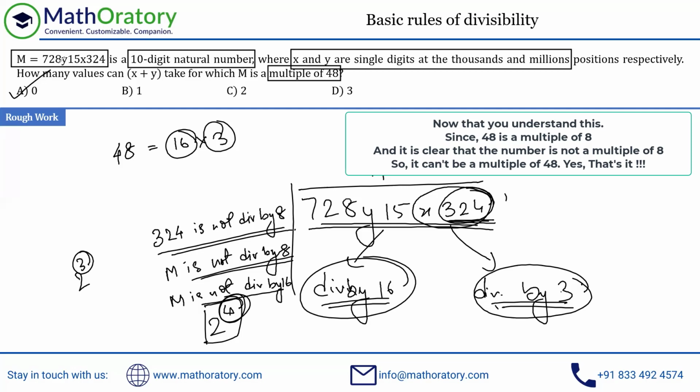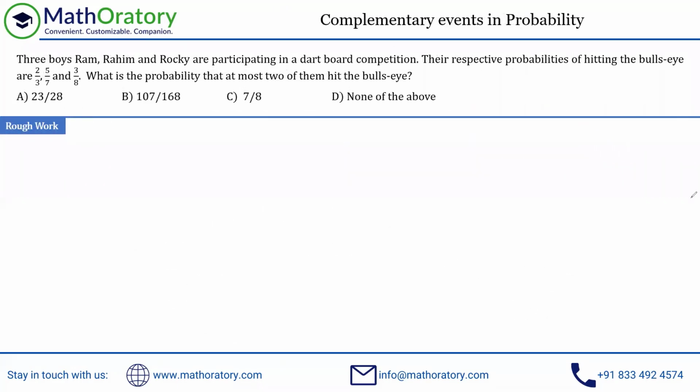Hopefully everything was understood. All right, so here we have these three boys participating in a dartboard competition, and the respective probabilities of hitting the bullseye are given to us. Now, the question is looking for the probability that at most two of them hit the bullseye.